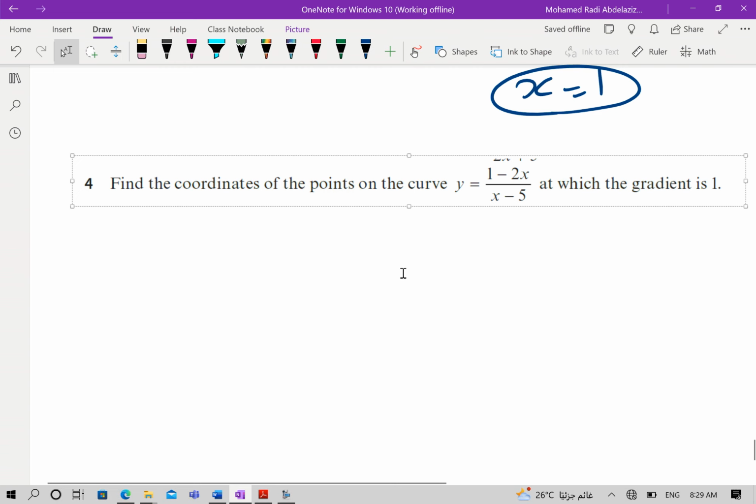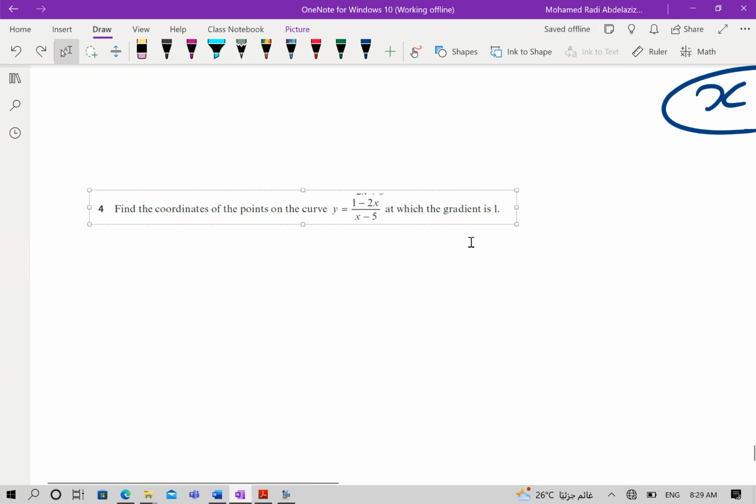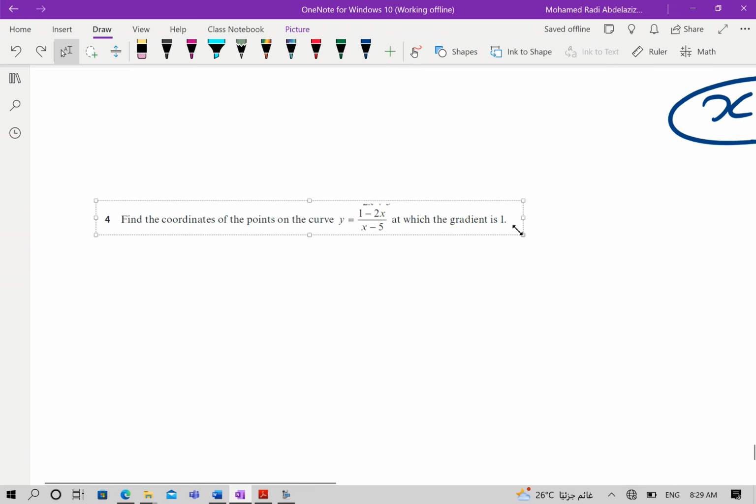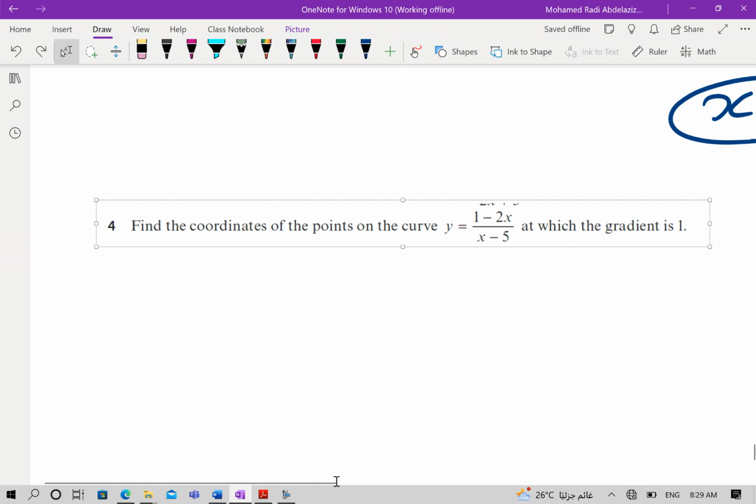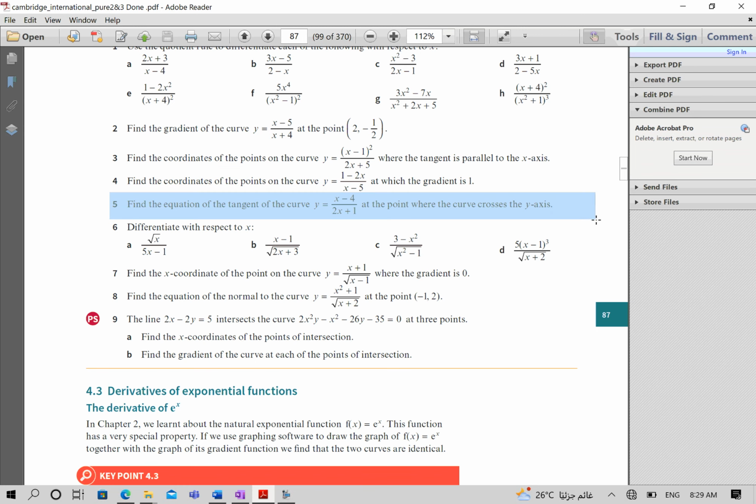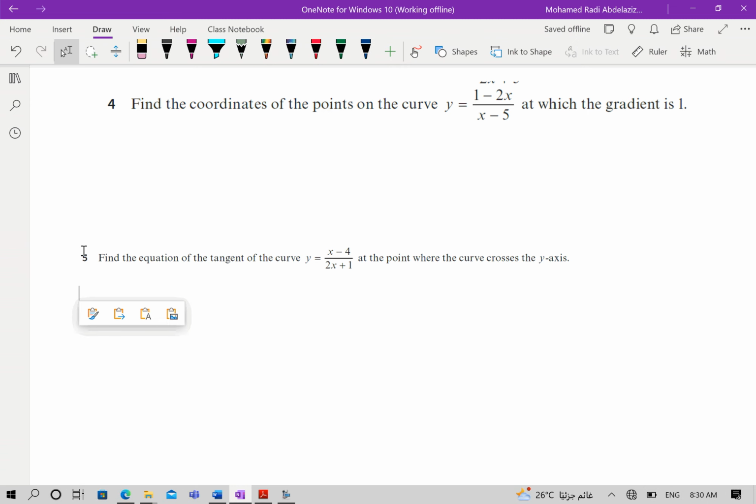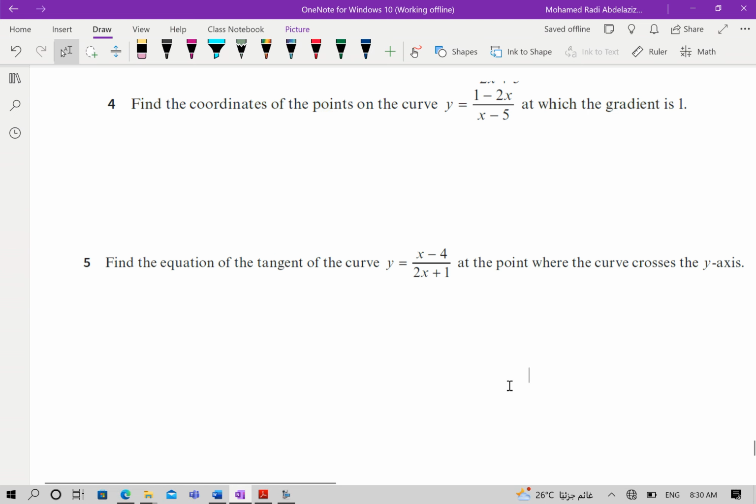There's 1 minute left for the box. Differentiate, then equate to 1. The gradient is equal to 1, and solve your equation. Question number 5. Find the equation of the tangent. How to get the equation of the tangent? Differentiate, then substitute the given point. It's not given, but there is information about how to find it. He asked to find the equation of the tangent.